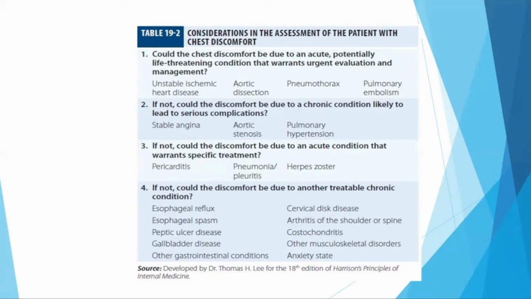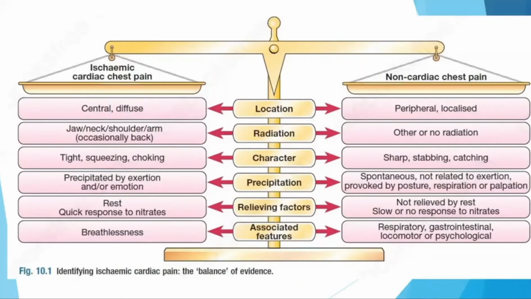This is the difference between the ischemic cardiac chest pain and the non-cardiac chest pain. Where is the location? The ischemic cardiac chest pain is central and diffuse, which radiates to the jaw, neck, shoulder, or arm, occasionally to the back, and which is tight and squeezing in character, and precipitated by exertion and/or emotion, and the relieving factor is rest, quick response to nitrate, and associated with breathlessness.